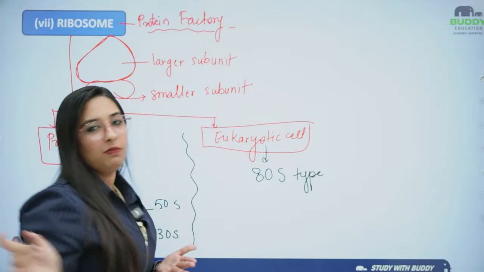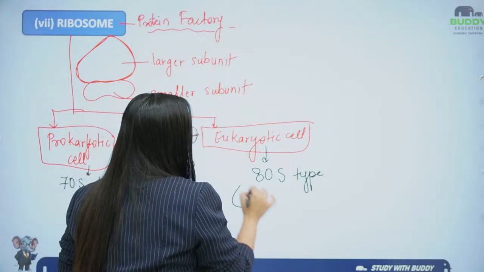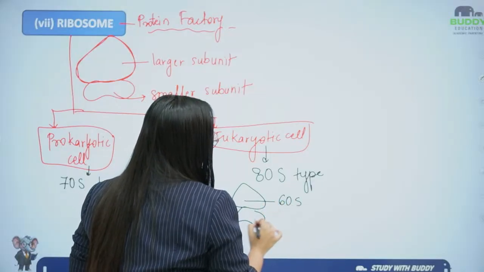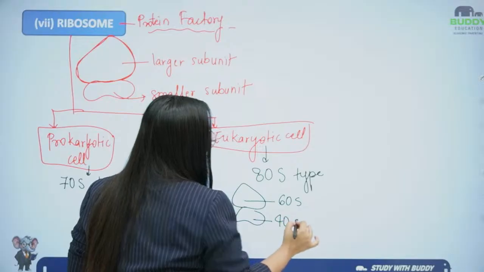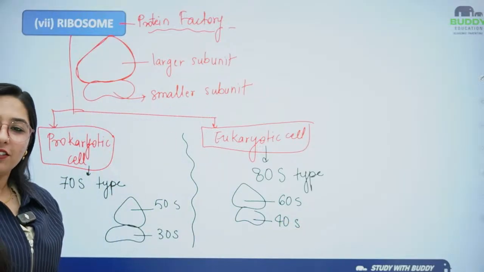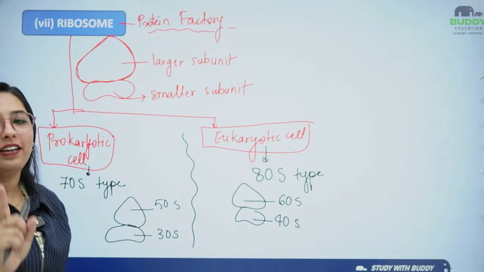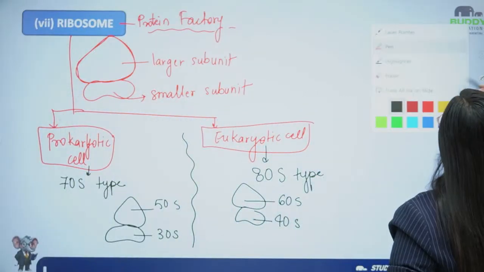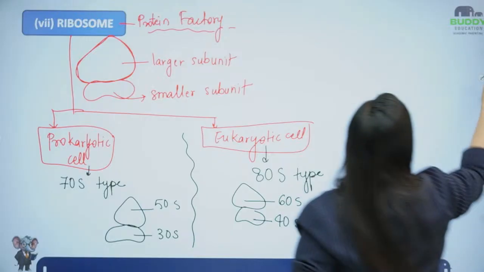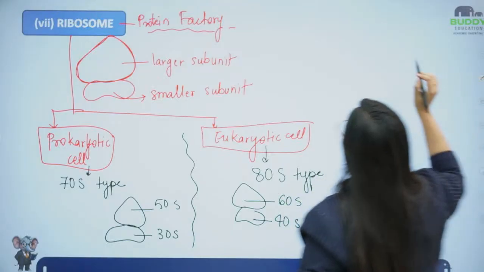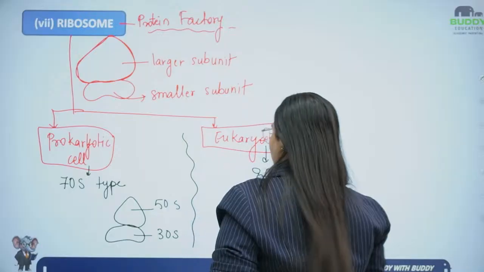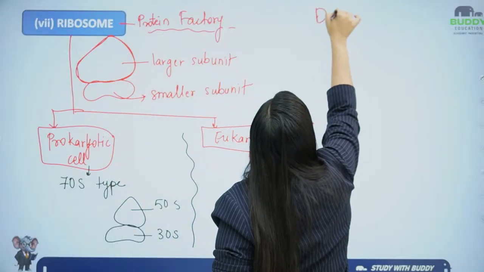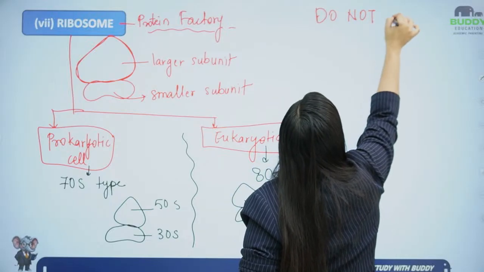So when I talk about the 80S, we again have two units. We have the larger unit which is 60S and the smaller unit which is 40S. Again, it would equal 100, but don't add them. I am warning you, do not add them. I need to add this warning. Where do I need to add it? Here we can write do not add.